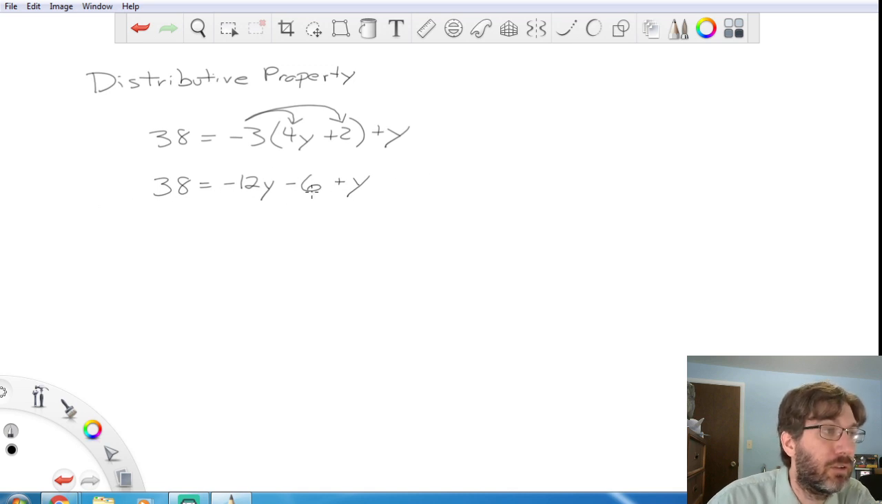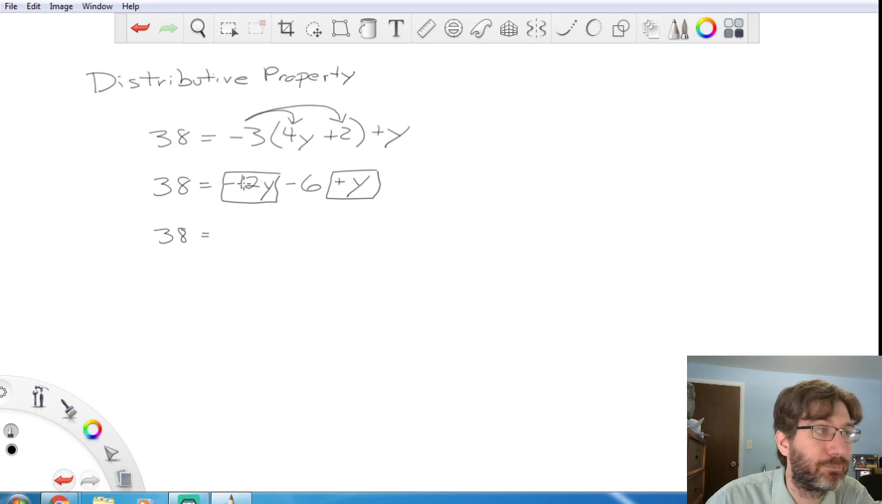Then I go to combining my like terms. I've got to get these two y's together and combine them so I only have one y variable. Again, not touching the 38 equals yet. Negative 12y combined with a positive y. Remember, you get the sign in front, so I'm combining this positive y with this negative 12y. And you're always going to add if you do it this way. So negative 12 plus a positive y.